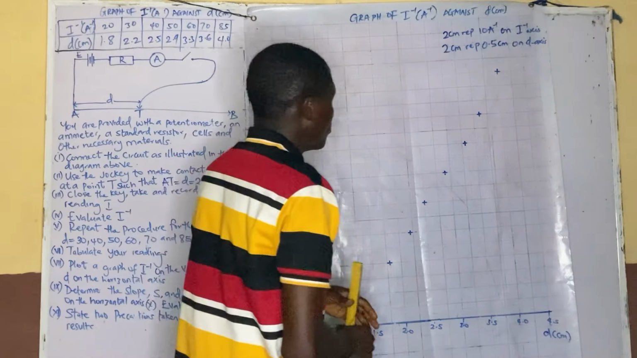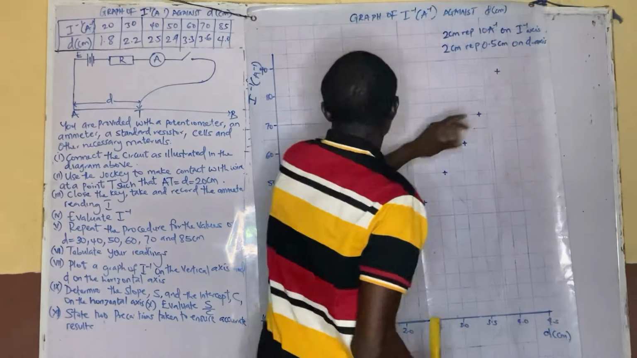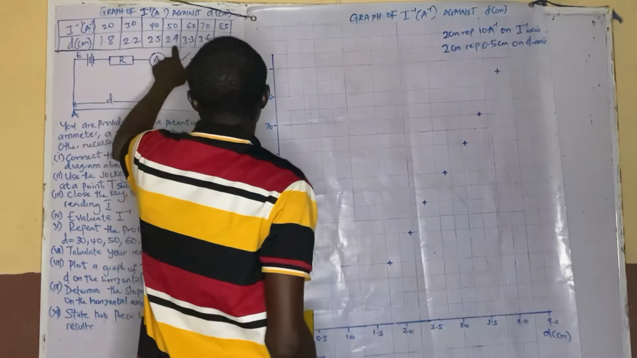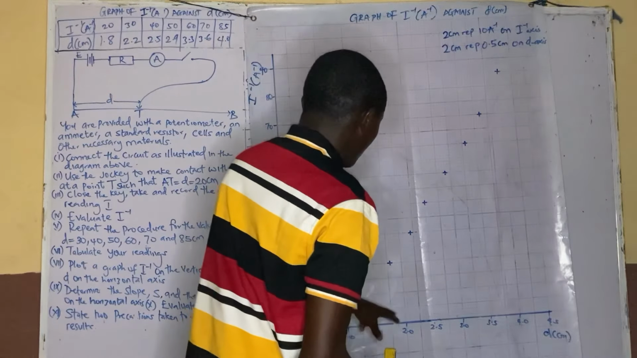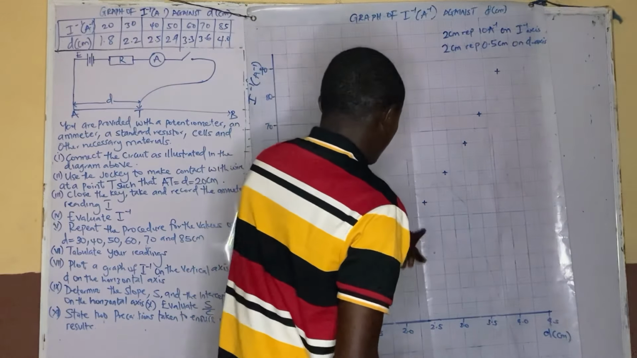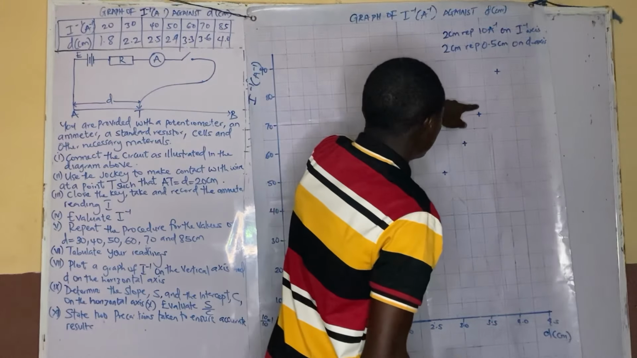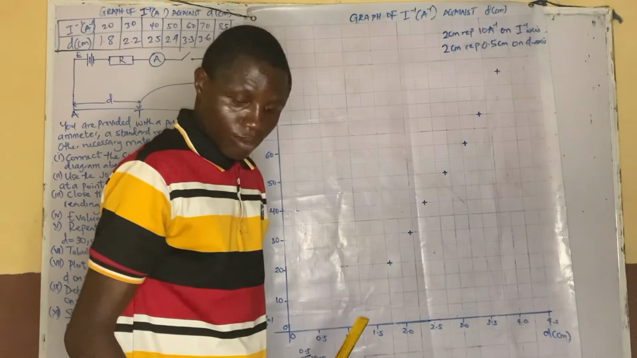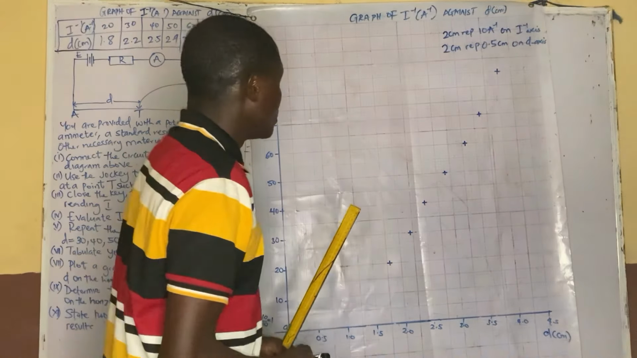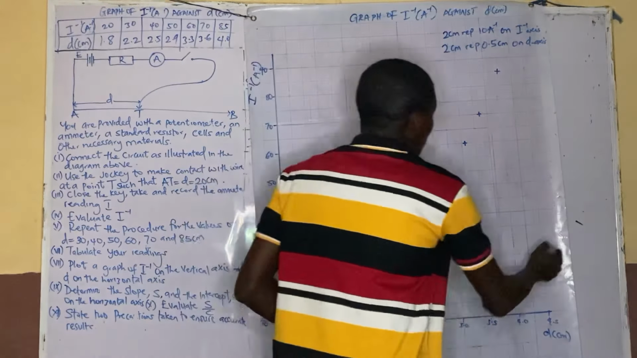So that's that about that. So we have 1, 2, 3, 4, 5, 6, 7. So it has already completed. So we have the 20, 30, 40, 50, 60, 70, then 85. Now let's draw our straight line. We have measured our straight line with the graph.